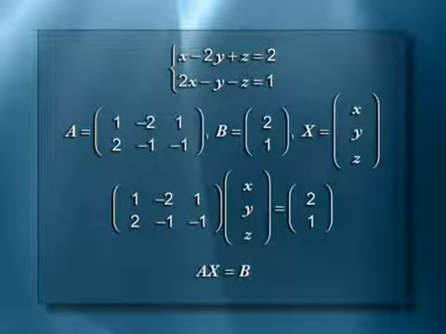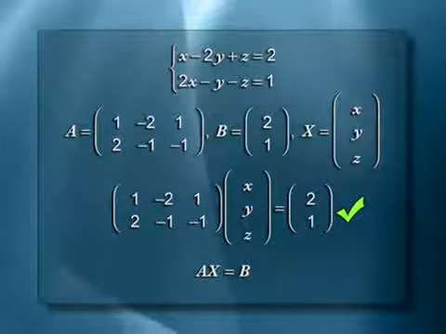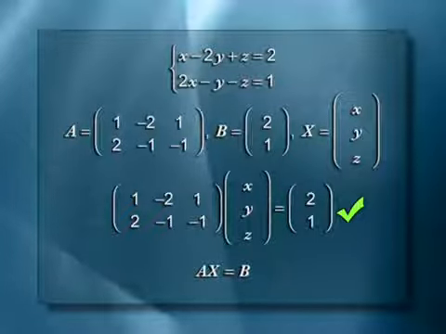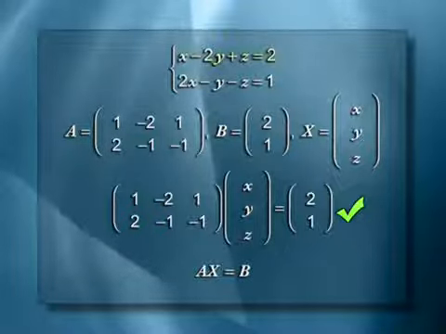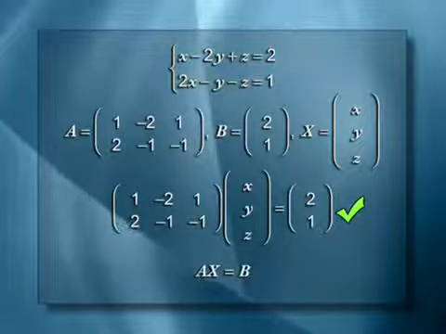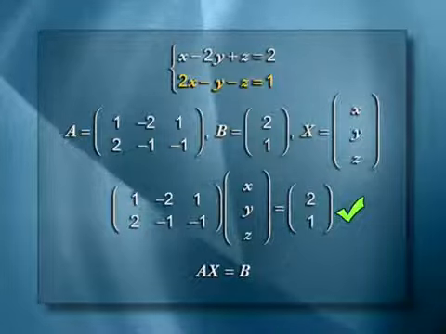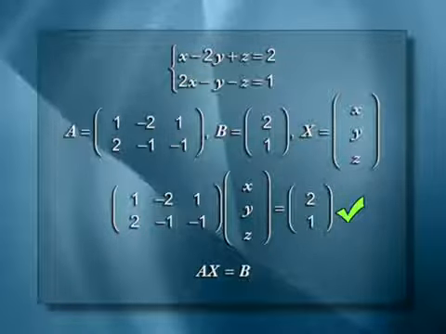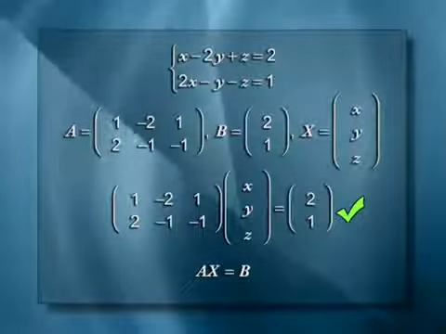3 equals 3, and the answer is 2 by 1, the outside numbers. What's the top entry? Here we go. 1 times X minus 2 times Y plus Z. Oh, that's the first equation of the linear system. Now do the second multiplication. 2x minus y minus z. Wow, that's the second equation. In other words, this matrix product expresses that linear system in a different way. We're using matrix multiplication to express the linear system.